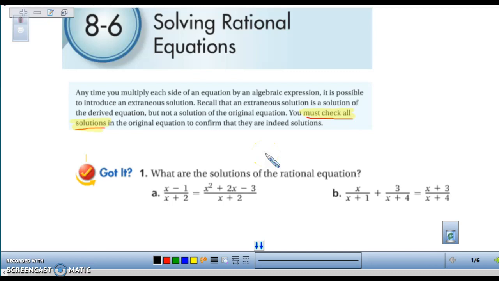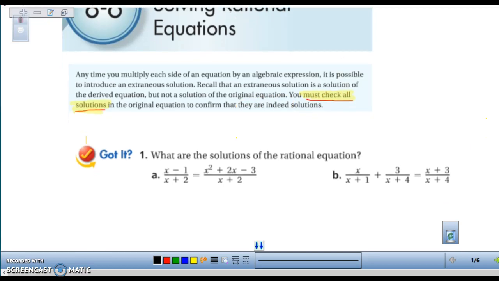One thing to keep in mind is that we might have extraneous solutions. If you remember, extraneous solutions are the ones that we got as an answer, but when you plug it back into the original equation, it doesn't work. So we need to check all of our solutions to make sure that they satisfy the equation.